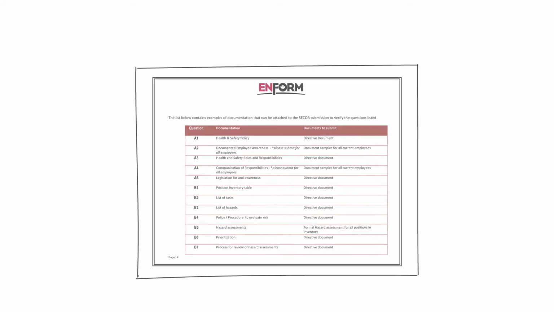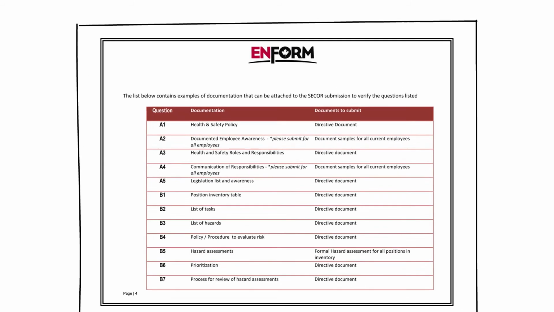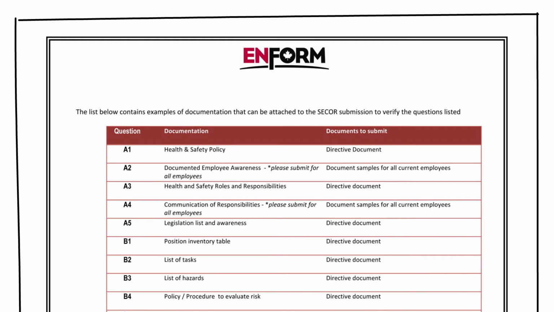Near the beginning of the SECOR audit protocol document, you'll find the document table, which lists each question and identifies which document you should submit to support your answer. You can use this as a guide to organize your binder for submission.